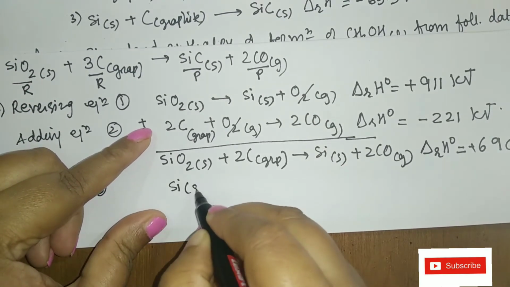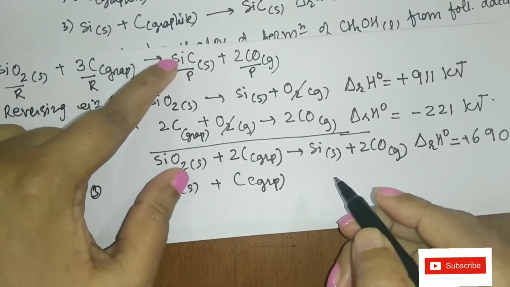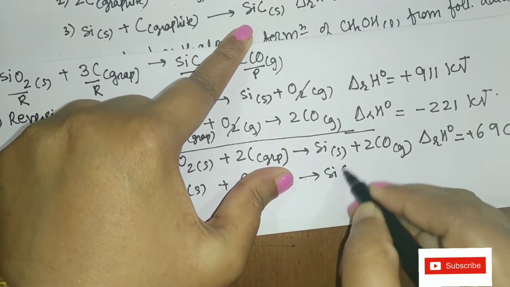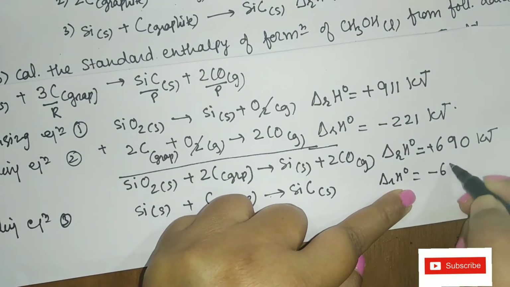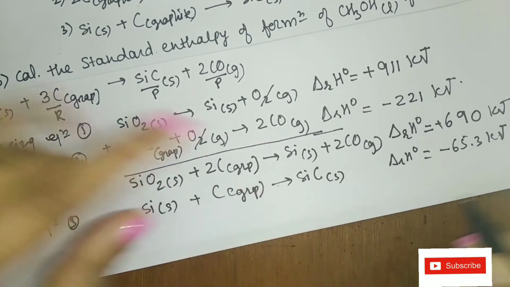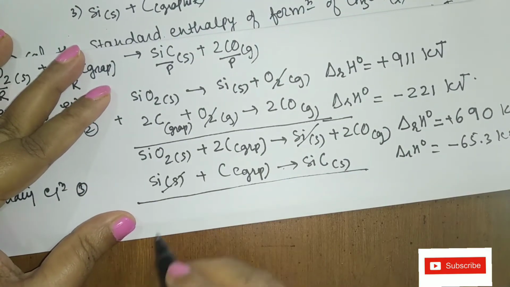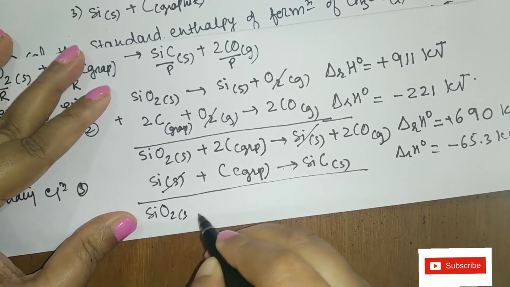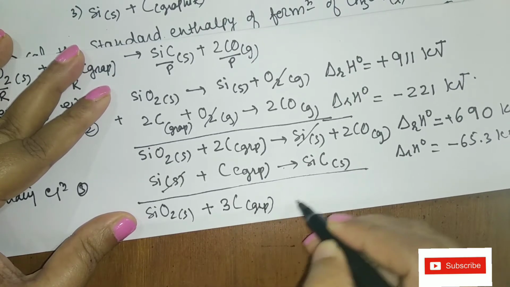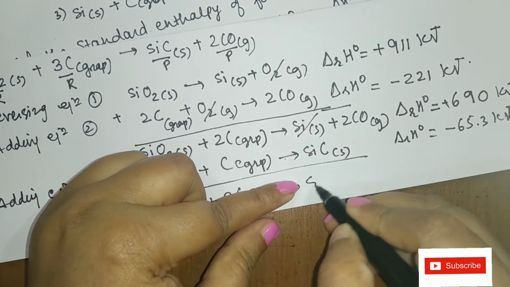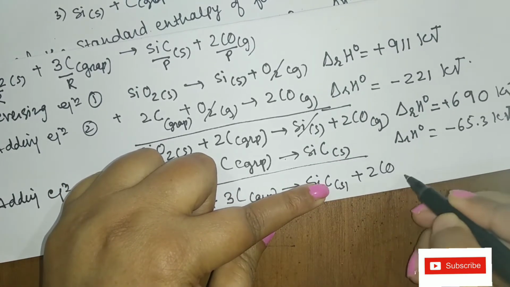So what I will get is silica plus carbon in the graphite form gives silicon carbide in the solid form. Here the enthalpy change is minus 65.3 kJ. Now let us add the two equations and see what we get. Silicon will get cancelled. So I am left with SiO2 solid plus, now this 2 and this 1 is 3 carbon graphite gives silicon carbide, that is this solid, plus 2CO gas.